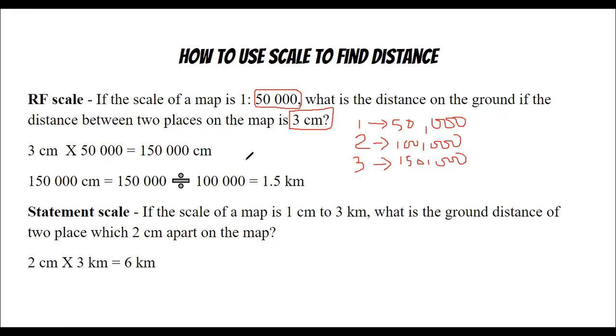But usually we don't leave our answer in centimeters, all right? Centimeters, a small unit, we usually use it for the map distance, but not for the ground distance. So we can convert this 150,000 centimeters to kilometers, and we can simply do that by dividing 150,000 by 100,000.